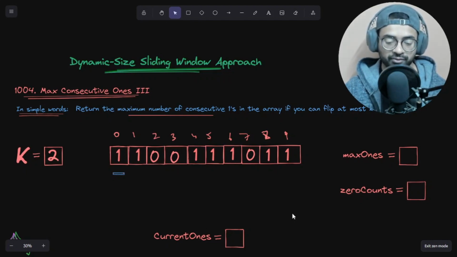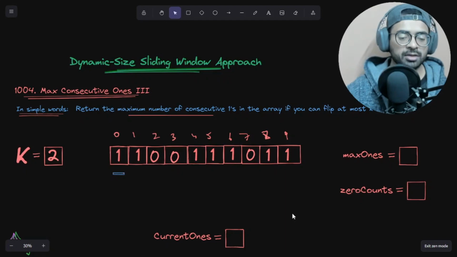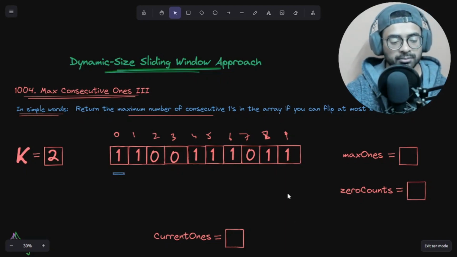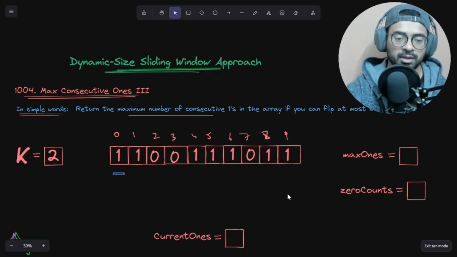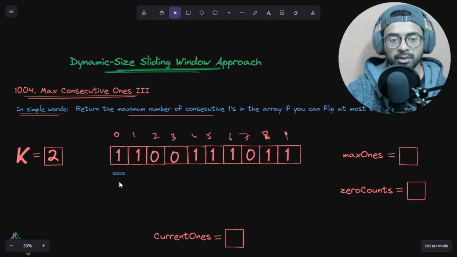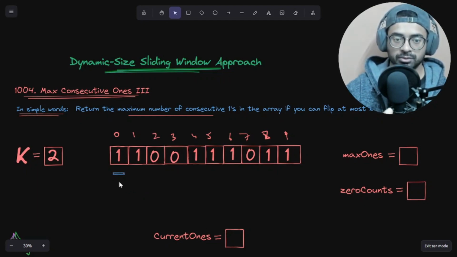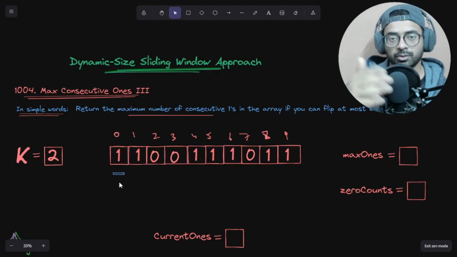Of ones, of consecutive ones. Okay, so this is the essence of this question. And now let's look at how this question will move forward and how this question will be executed visually. Once we are done with the visualization, we will jump towards the coding part.